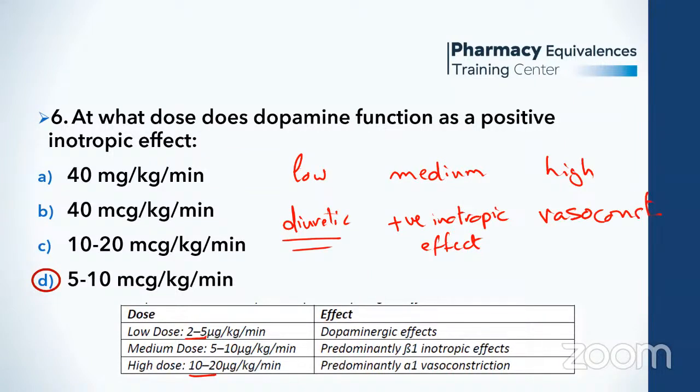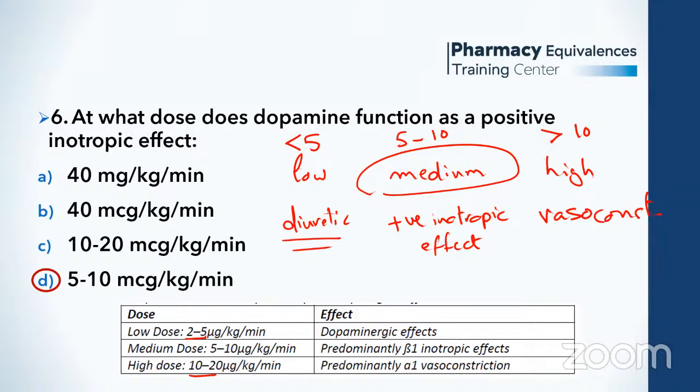Okay, so the positive inotrope dose is a medium dose, in between 5 to 10. Here less than 5, here more than 10. This is the dose for congestive heart failure, the intermediate or medium dose of dopamine.